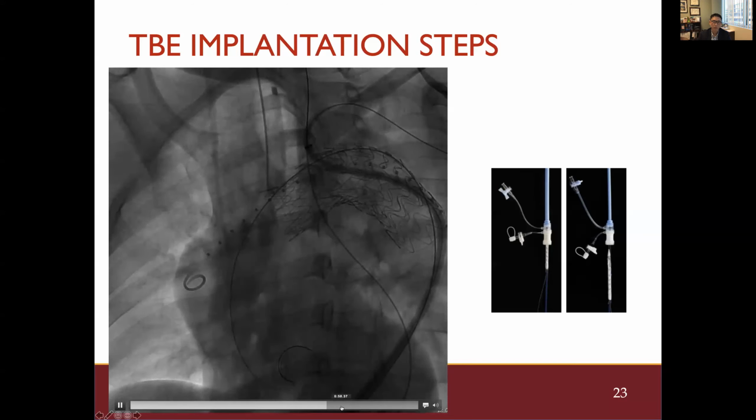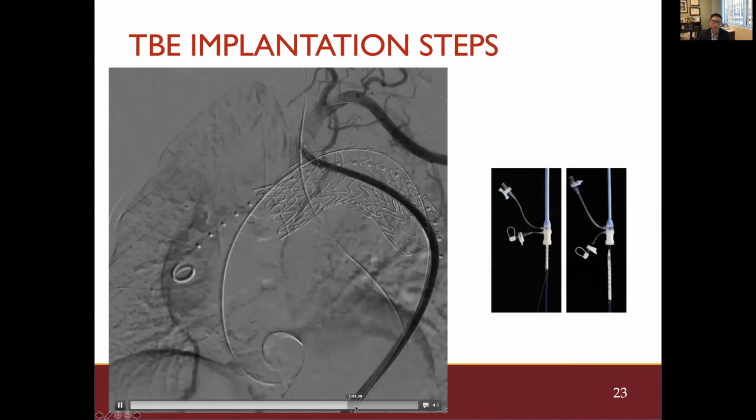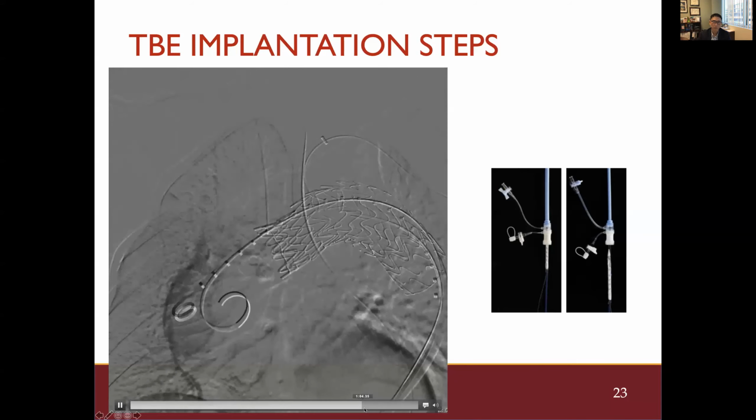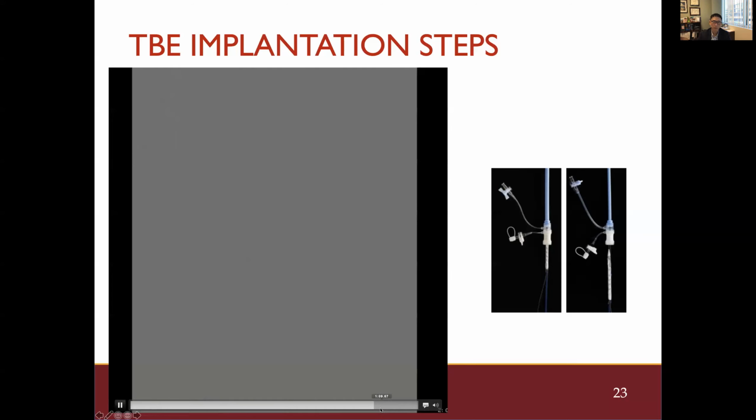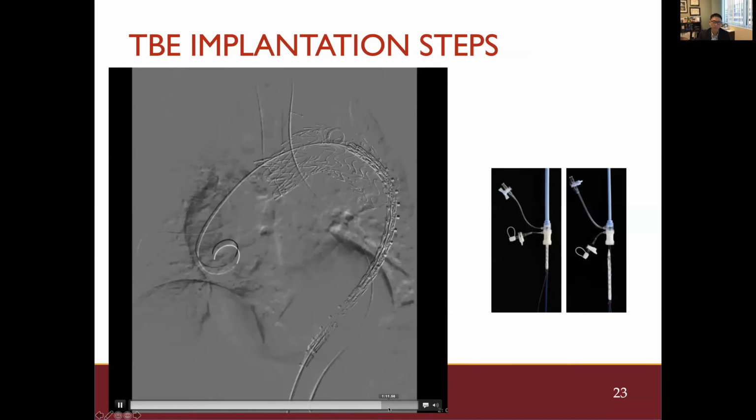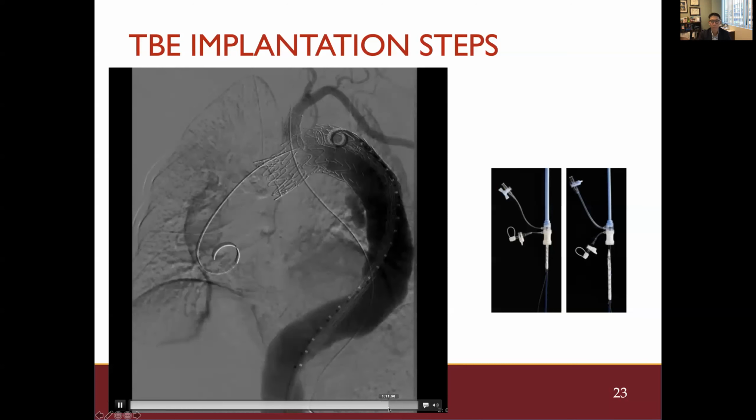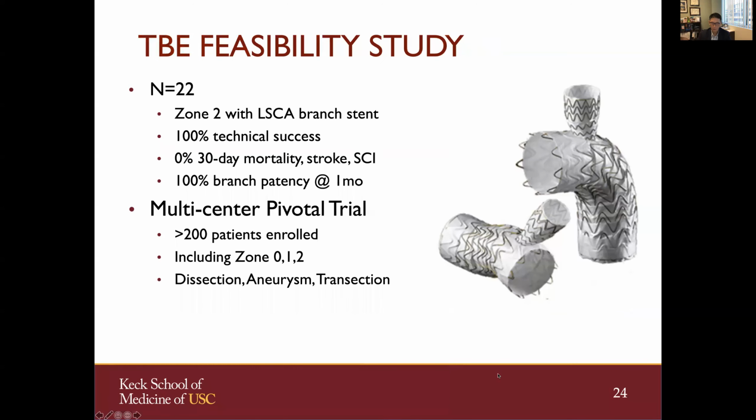Then we do a selective angiography to mark out the vertebral origin. Then the branch component is delivered and deployed. Feasibility study showed perfect results in zone 2 patients. Pivotal trial is moving very fast, has already completed zone 2 enrollment.